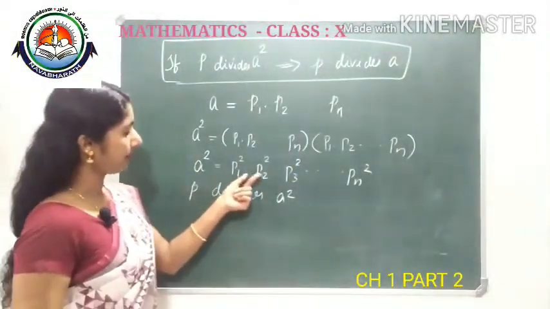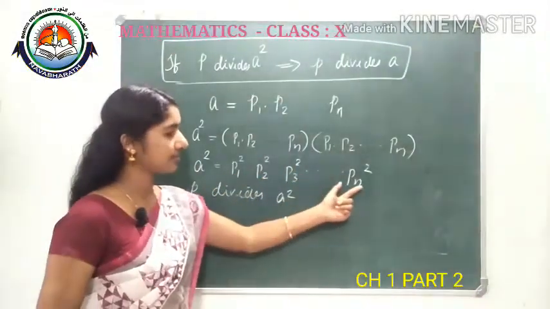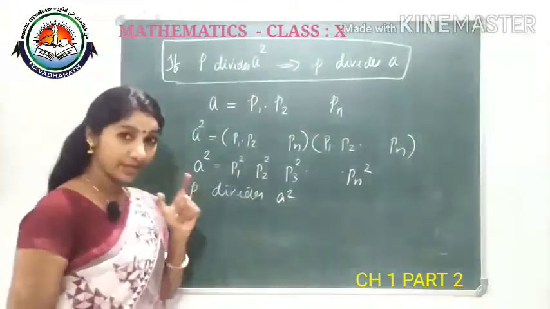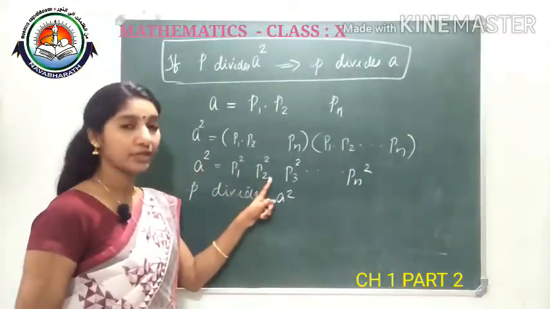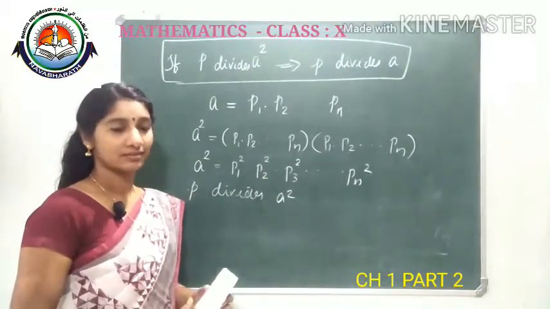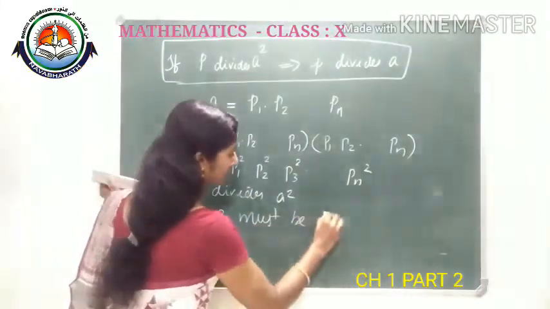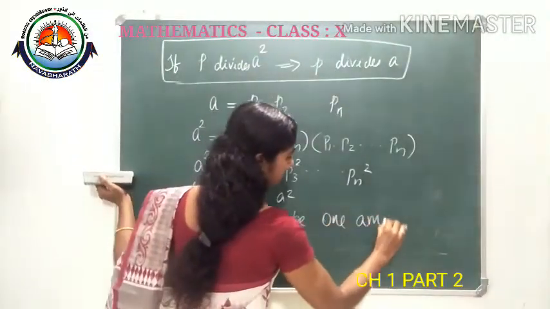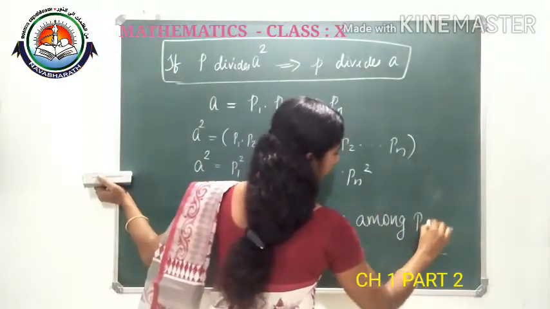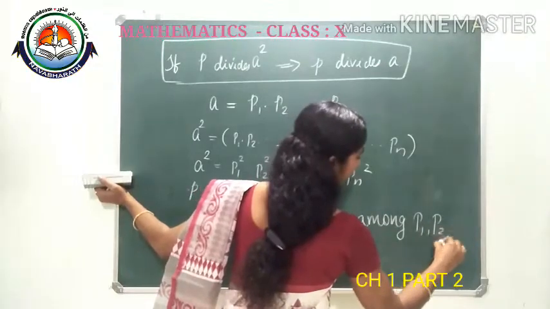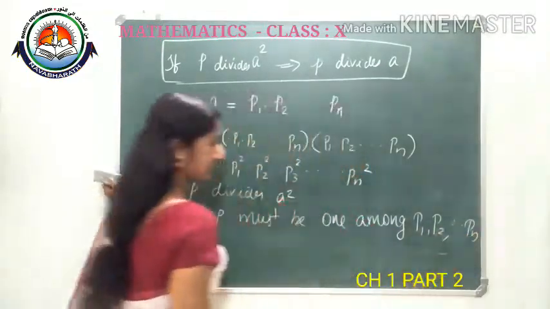So P divides P1 square, P2 square etc. Pn square means P must be one among P1, P2 etc. Pn. P must be one among P1, P2, etc. Pn.